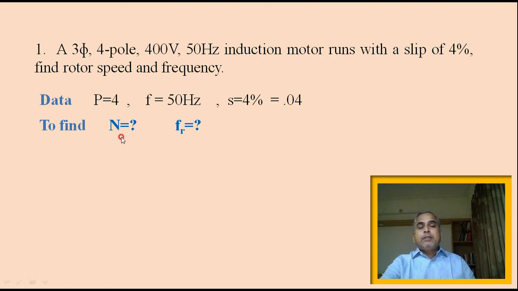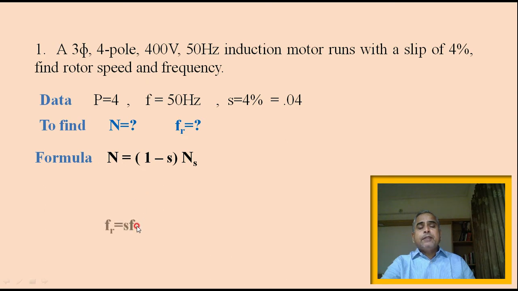Then the next step is to decide which formula to use to find N and which formula to apply to find Fr. The first one is the rotor speed, that is N is equal to (1 minus s) into ns. Then to calculate the rotor frequency Fr, it is s times F. These are the two formulas you are using to calculate N and Fr.